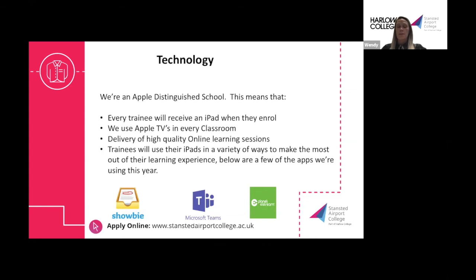The trainees will use their iPads in a variety of different ways. They use a number of different applications to support their learning, one of which is the Showbie application. This enables learners and teachers to communicate, hand out work, upload work, and mark and grade work. We use Microsoft Teams for our learners and teachers to deliver online classes and group meetings and group discussions when they're required to study from home. And we also utilise the Planet eStream platform, where trainers and teachers can upload video recordings explaining content and tasks that need to be completed by learners from home. Next slide, please.